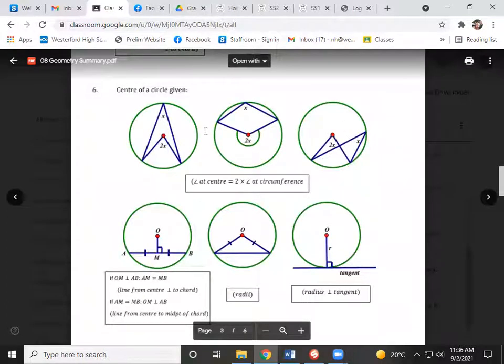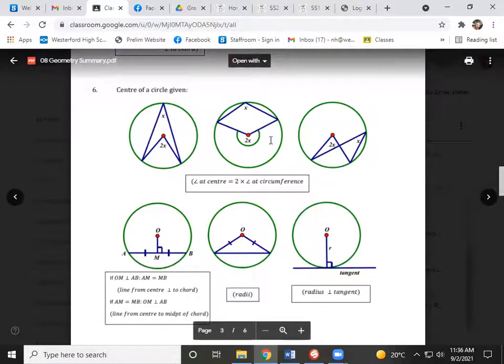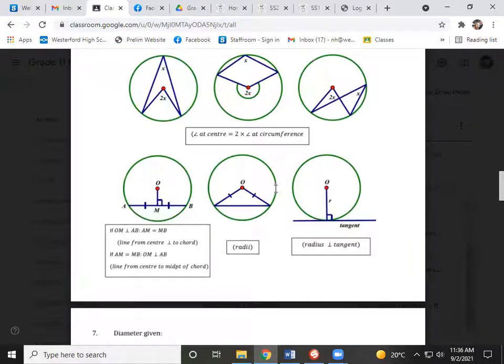When the center of an angle is given, those are the 3 different diagrams for angle at center. We've just looked at that one and that one in that proof. We used both of these configurations. That one is a bit more difficult to see because the angle at the center and the angle at the circumference are next to each other. But that's still something that you must be able to do.